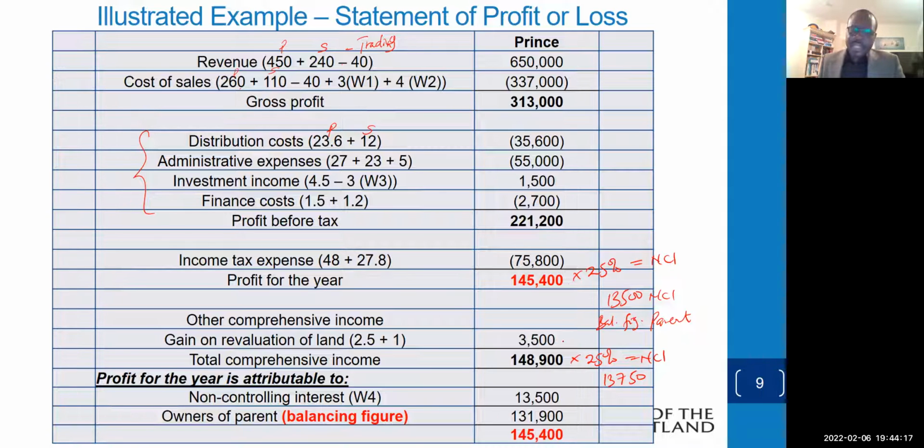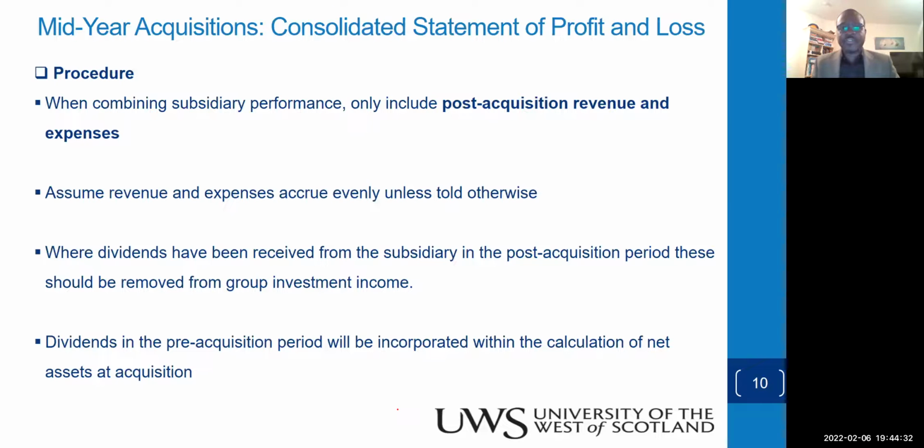Otherwise, we want to end here. So normally you see profit for the year attributable to NCI, which goes to our NCI calculation, the standard calculations that we know. And then the difference becomes that of the parent, the balancing figure. So this is the first portion I want us to look at.